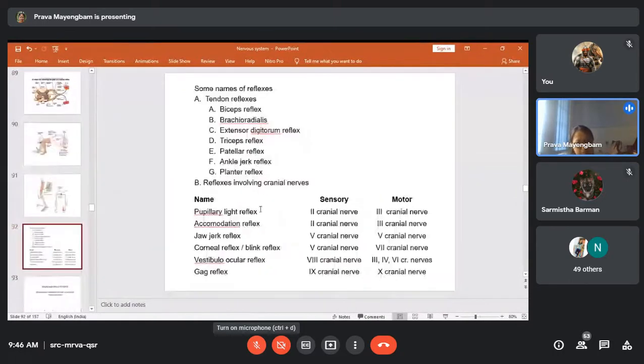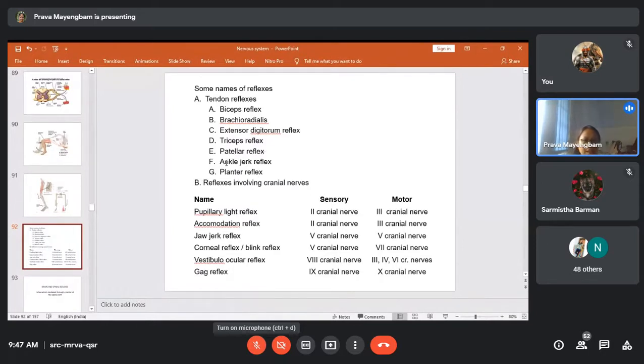Okay, so the reflexes can be grouped into different categories. Here I have divided them into two groups. One is the tendon reflex, another is the reflexes involving cranial nerves. In the tendon reflexes, a number of reflexes are there, like the biceps reflex, brachioradialis reflex, extensor digitorum reflex, triceps reflex, patellar reflex, then the ankle jerk reflex and the plantar reflex.